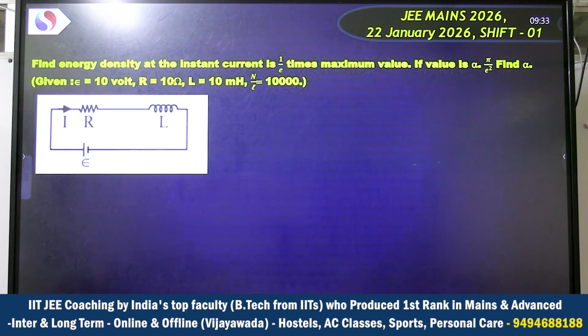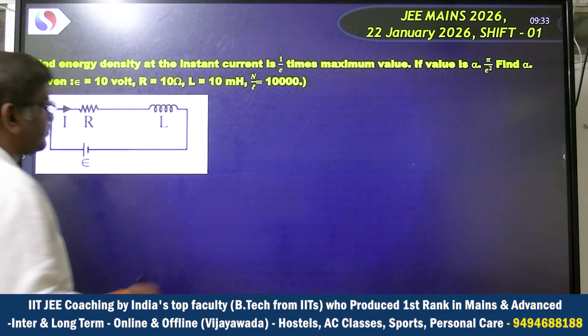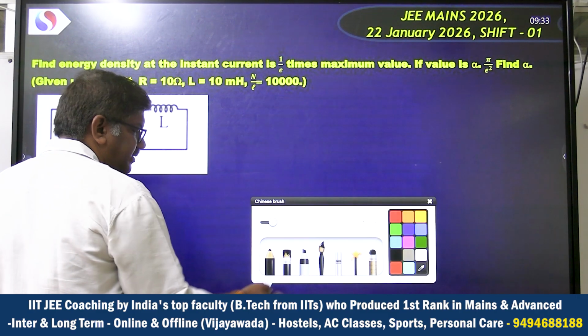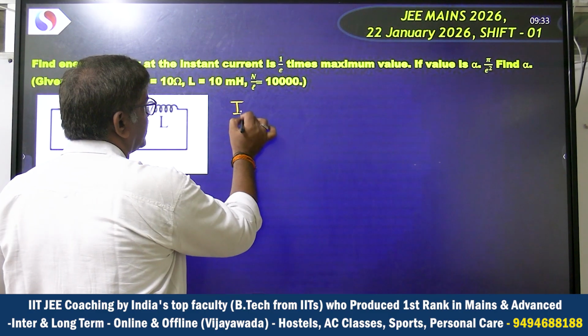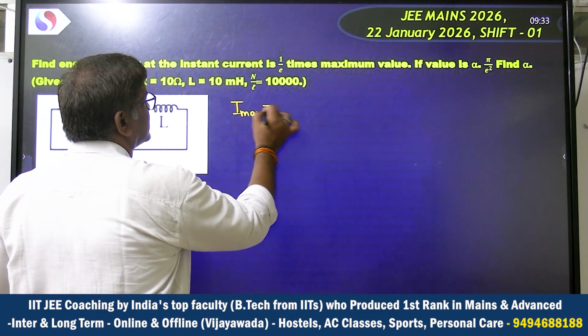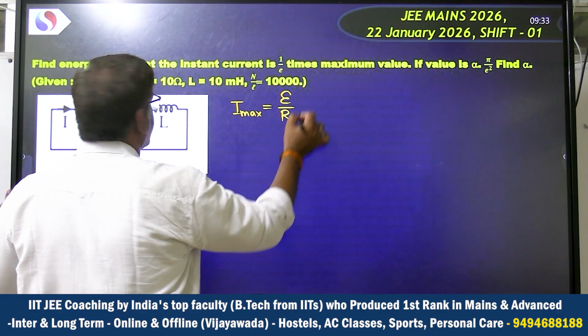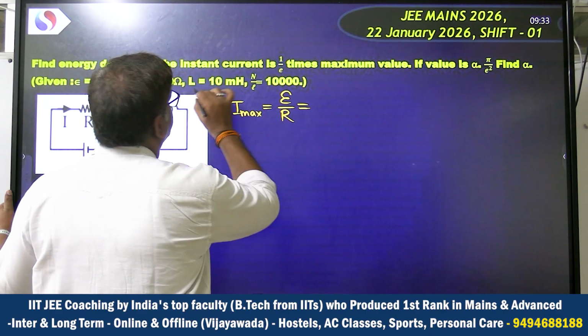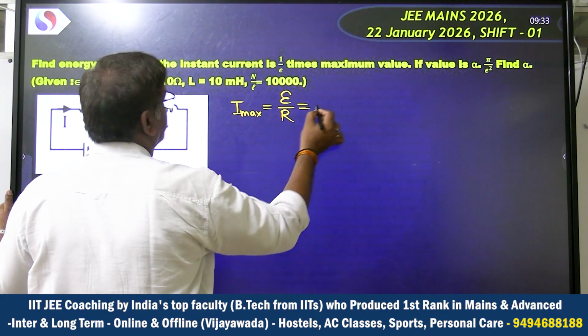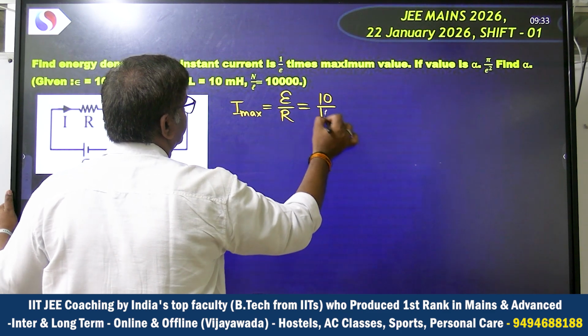Next one. The energy density at the instant when the current is 1 by e of the maximum value is alpha pi by e square. Find alpha. Okay, so in an LR circuit, what is the maximum current? In an LR circuit, the final maximum current will be E by R, which here is 10 by 10, E by R.